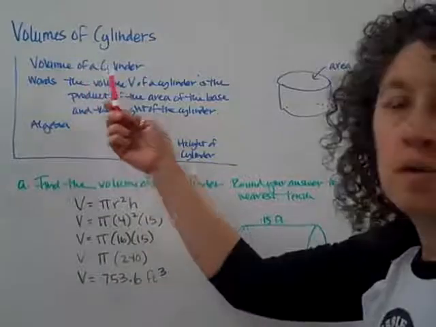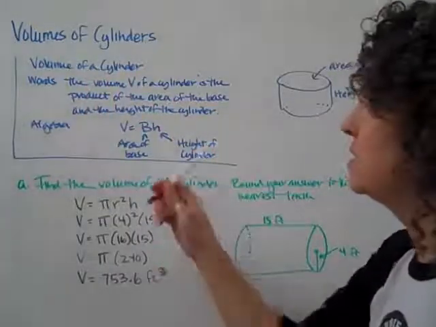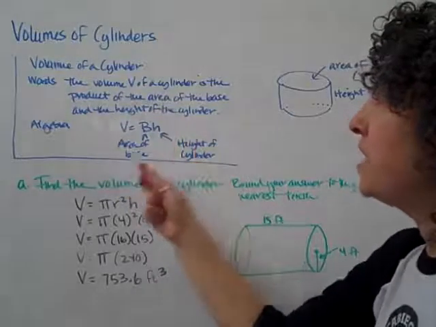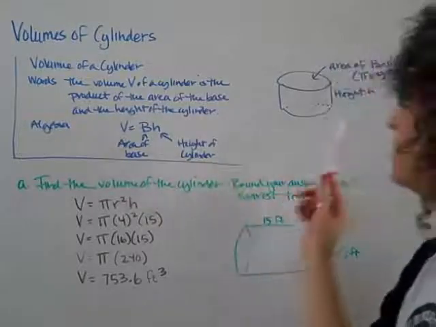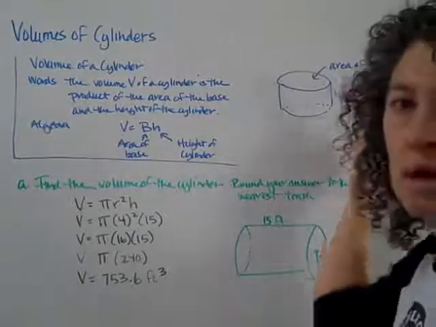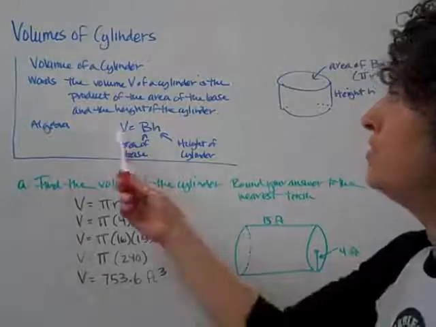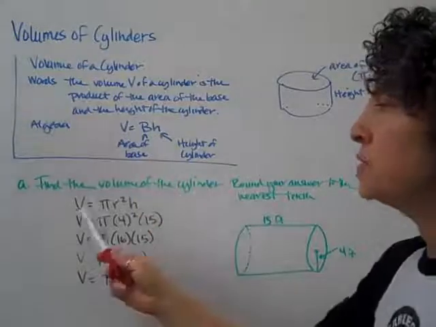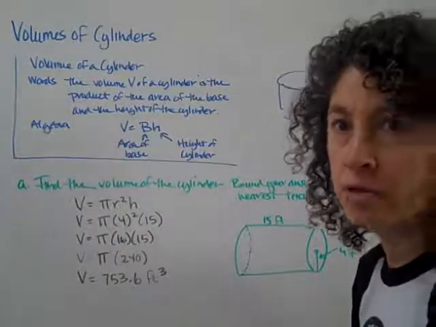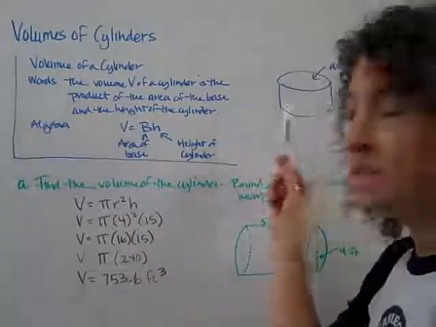So to find the volume of a cylinder, so we're talking about how much is inside of that cylinder. The volume of a cylinder is the product of the area of the base and the height of the cylinder. So the area of the base in this case is a circle times the height of the cylinder itself. So we're going to have V equals BH, or you might actually see V equals pi r squared h. That's what you'll see on your MCAS reference sheet. So the pi r squared comes from the area of the base.